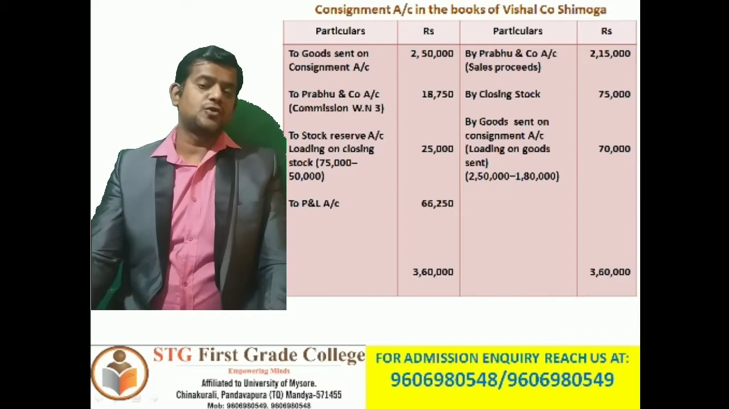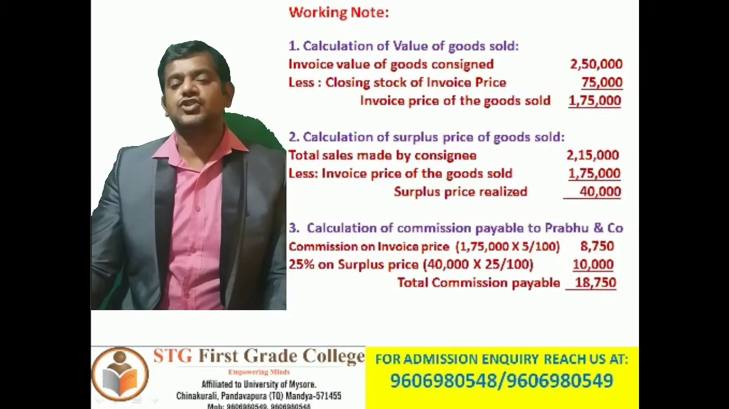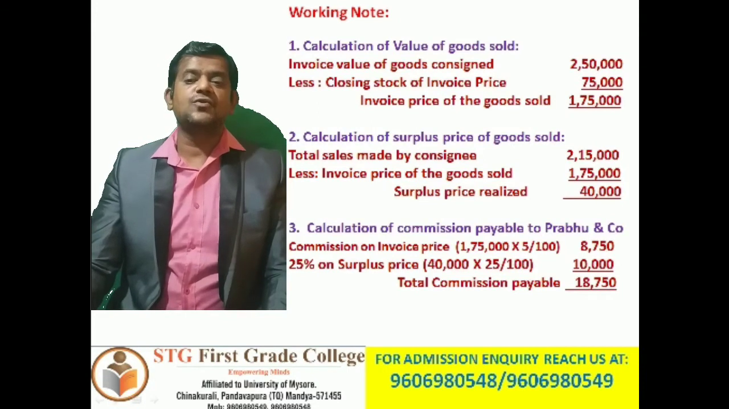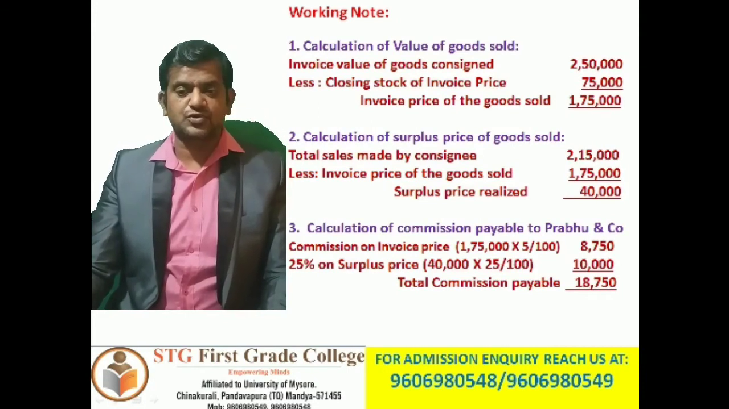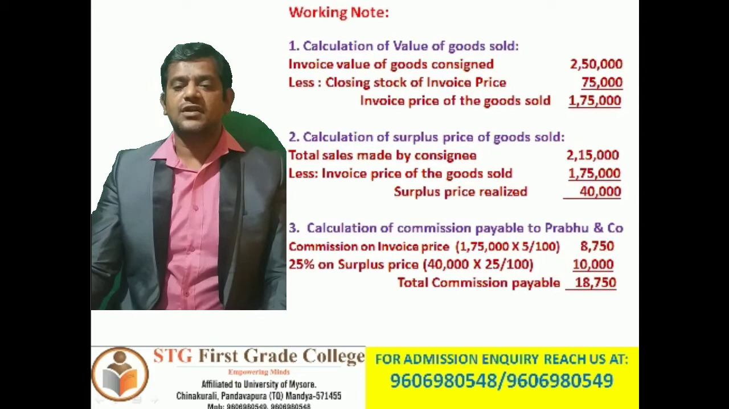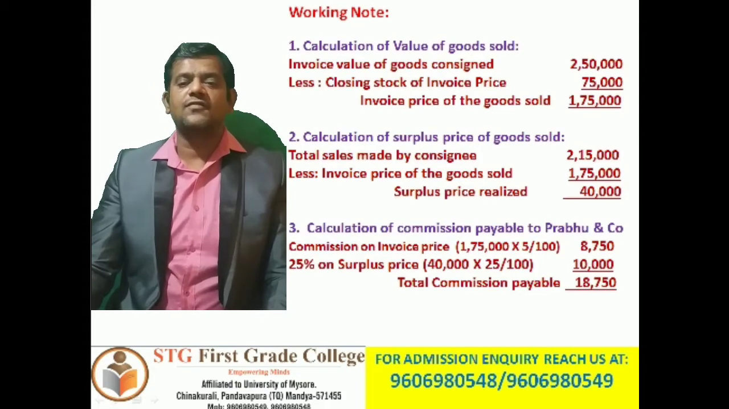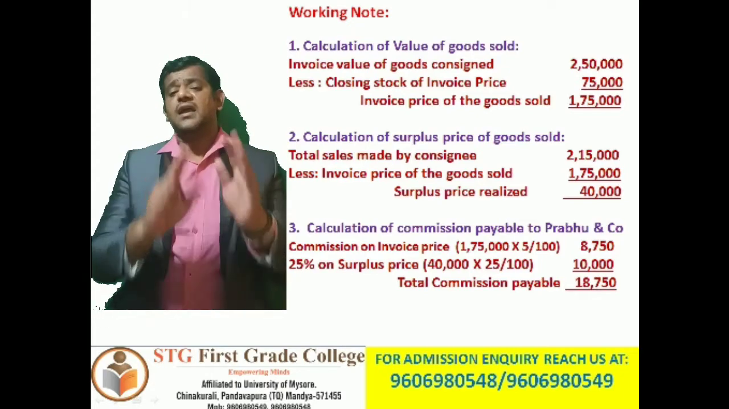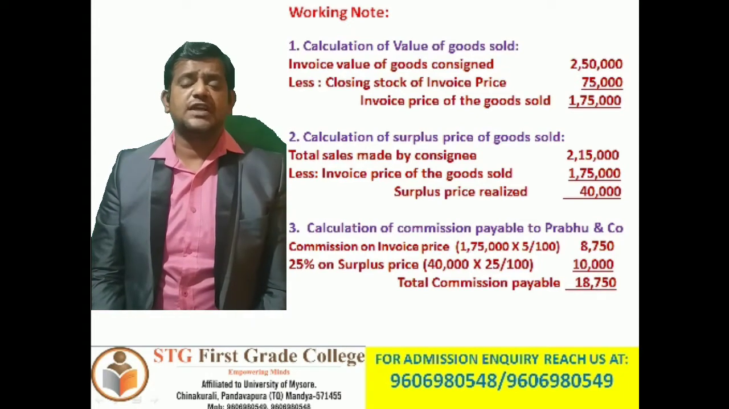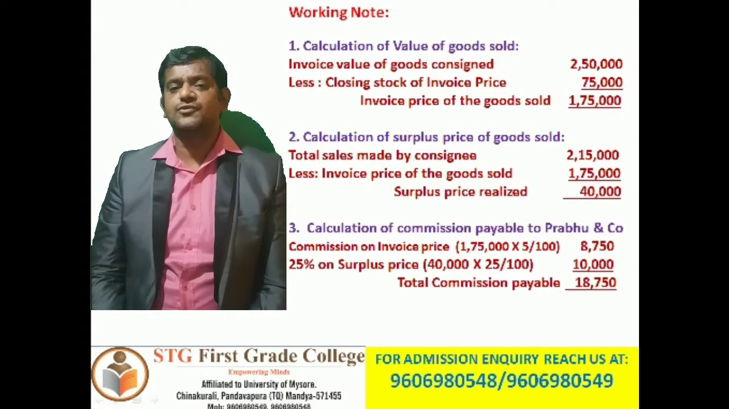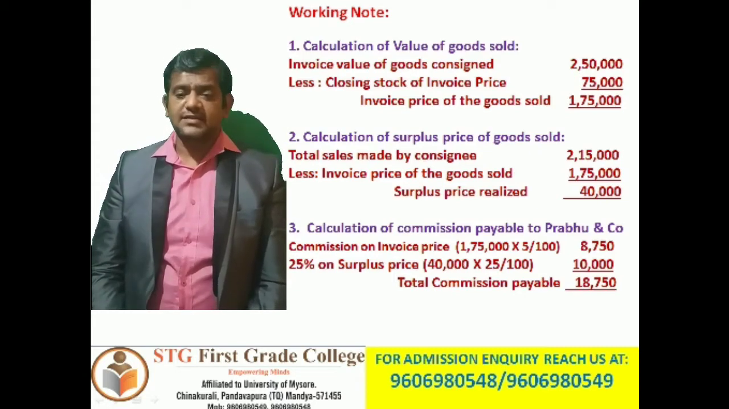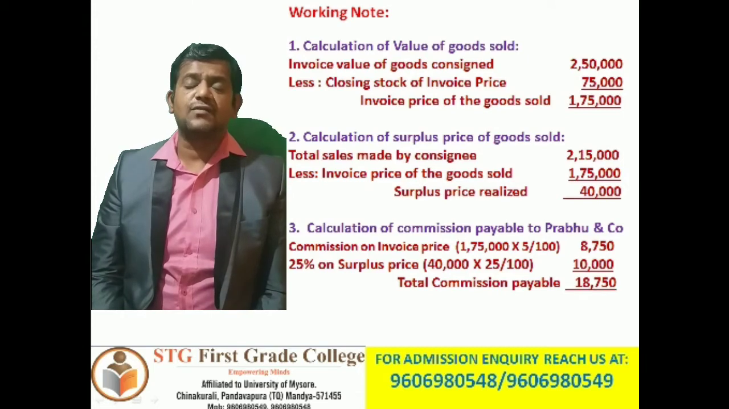So working note number 1, calculation of value of goods sold. So what is the goods sold? We are supposed to calculate clearly. So that is calculation of value of goods sold. First let us take invoice value of goods consigned. So what was the invoice value? 2,50,000, correct? Okay, 2,50,000 less closing stock at invoice price.